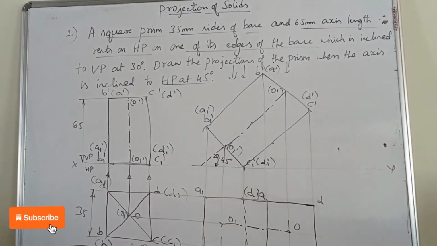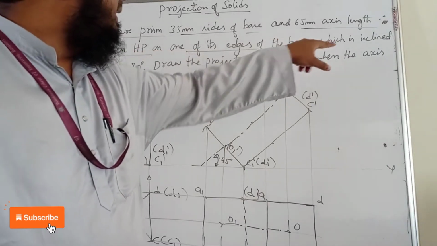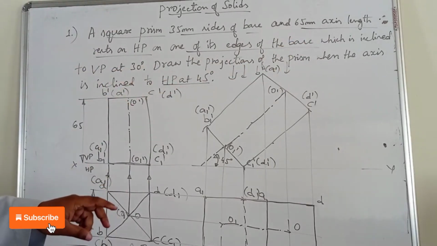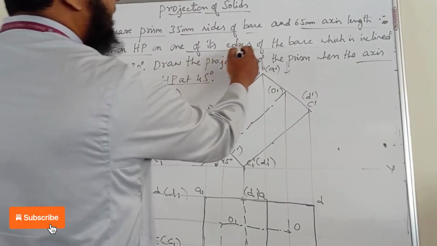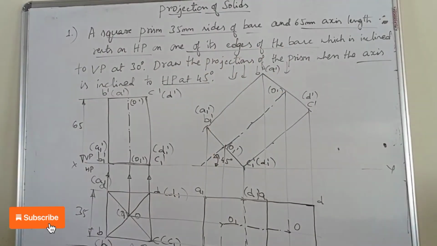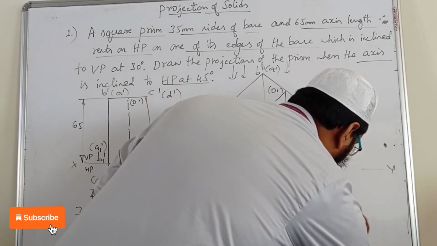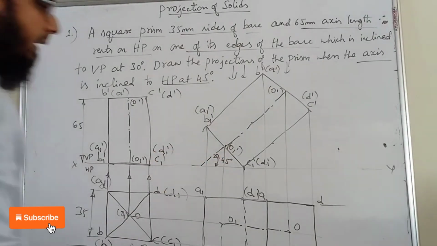Now in the third position you can see that one of the edges of the base is inclined to VP at 30 degrees. We know that in this type of problem, one angle of inclination will be with the axis, and another angle of inclination will be with the edges of the base. Base edge inclination. So we have to draw an angle line here. Initially, we draw a small straight line here, parallel to the XY.